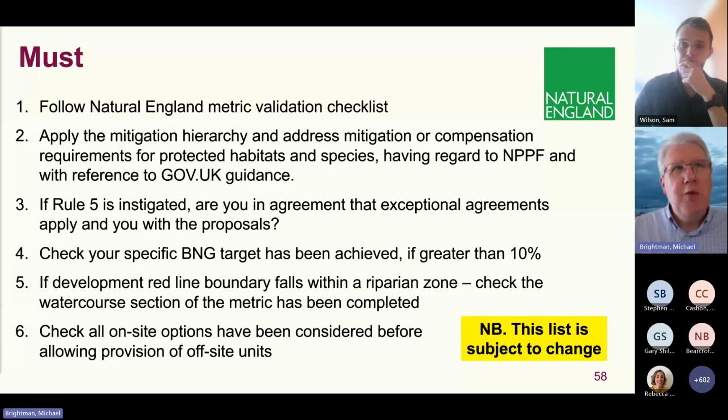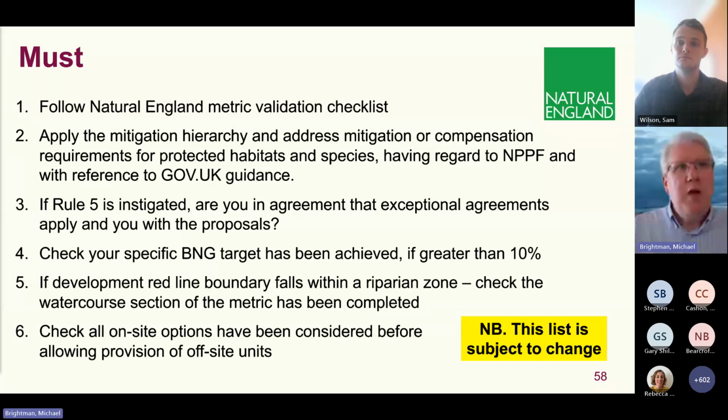The URL you see there won't take you to that guidance as yet because it's not yet live, but there will be gov.uk guidance available on irreplaceable habitats to be used in addition to what's in the NPPF. If Rule 5 is instigated, that's the one, remember, where there's exceptional circumstances and can be ecologically justified, the LPA needs to decide whether or not it agrees with the proposals. You can choose to disagree with the proposals and refuse allowance of Rule 5. So it needs to be ecologically justified, and you need to be satisfied with what's being proposed in terms of compensation.